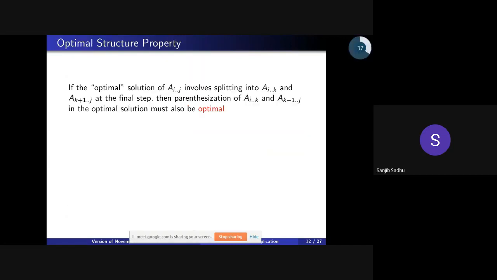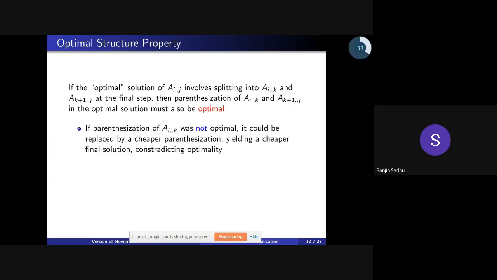So we are saying that if the optimal solution involves splitting into ai to ak and ak+1 to aj at the final step, then the parenthesization of ai to ak and ak+1 to aj in the optimal solution must also be optimal. As I was saying, if ai to ak is not optimally parenthesized, then it can be replaced with a cheaper parenthesization that you have not generated, yielding a minimum value of multiplication, so it will not give the minimal.